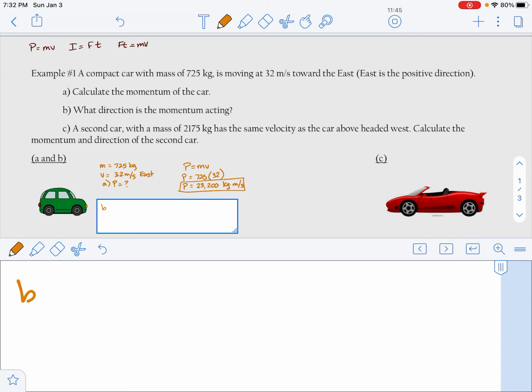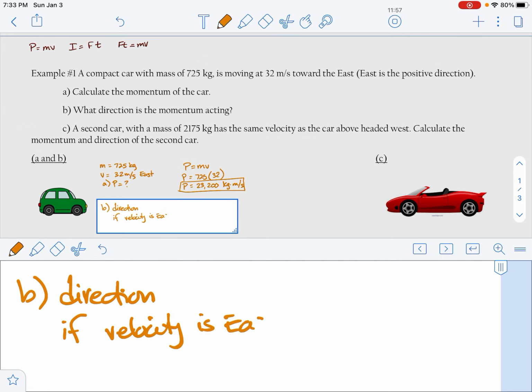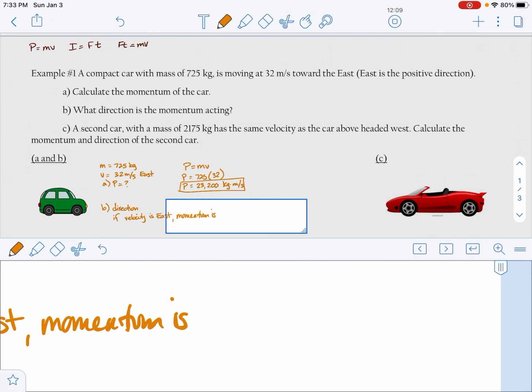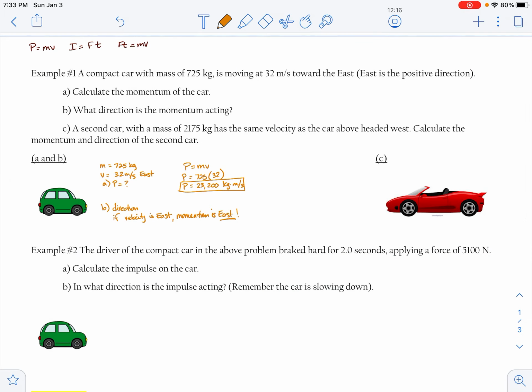Part B says, what direction is the momentum acting? Well, let's see. If the velocity is east, and mass, of course, isn't directional. Mass doesn't have any velocity. So if the velocity is east, then the momentum is east. So that was easy, right? The momentum has to be the same direction as the velocity.